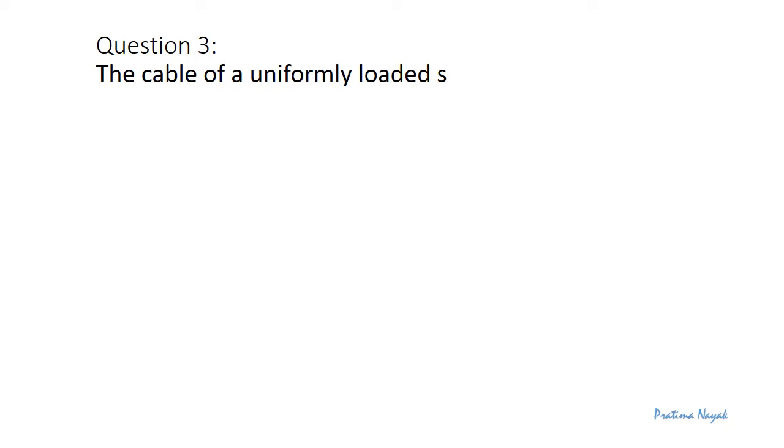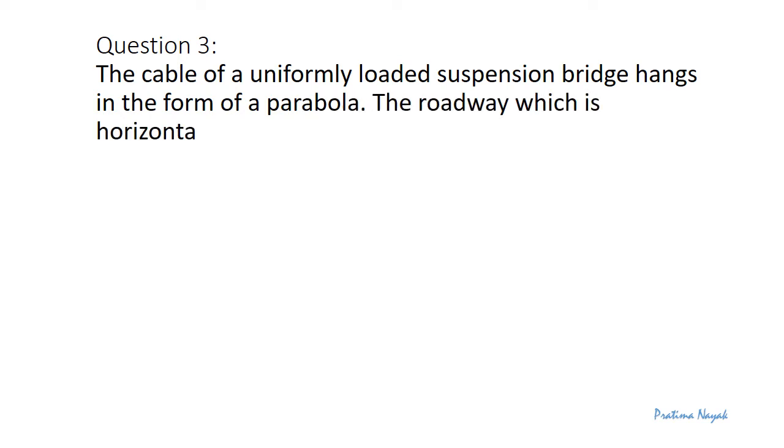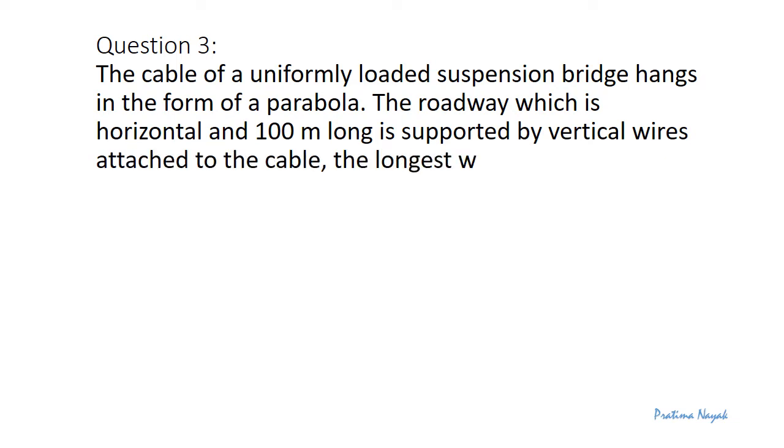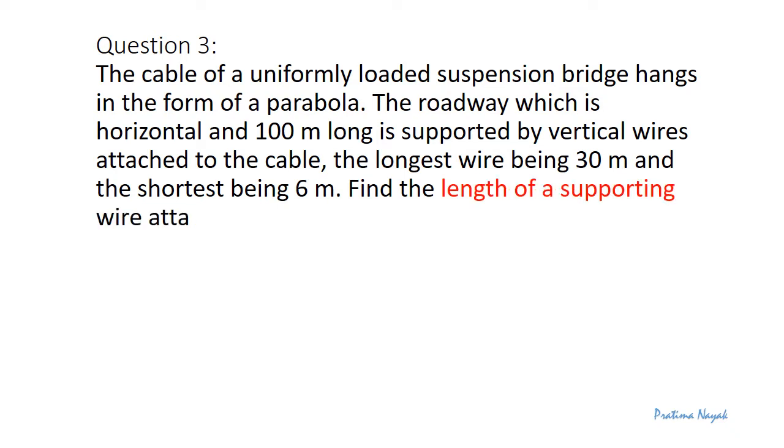Coming to a very interesting question. The cable of a uniformly loaded suspension bridge hangs in the form of a parabola. The roadway, which is horizontal and 100 meter long, is supported by vertical wires attached to the cable, the longest wire being 30 meter and the shortest being 6 meter. Find the length of the supporting wire attached to the roadway 18 meter from the middle.